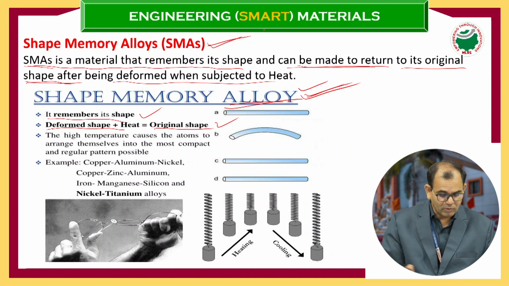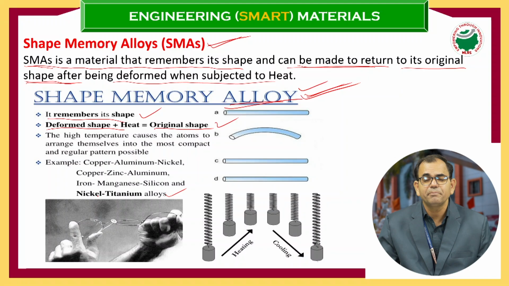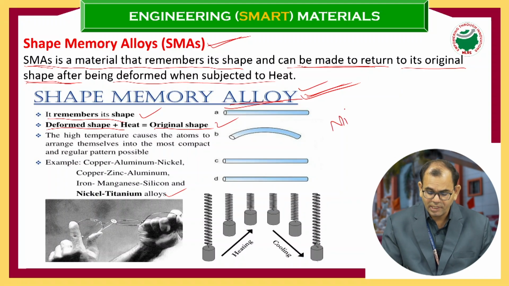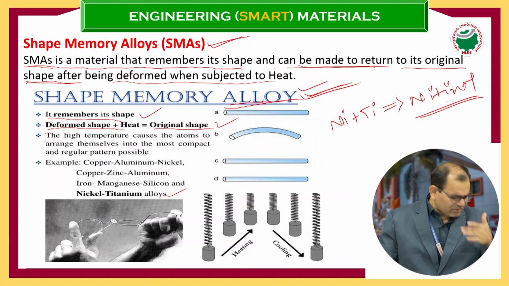Now, nitinol, a nickel and titanium based alloy, is the best example of a shape memory alloy. What is the example? Nickel plus titanium. This is called nitinol. This nitinol is the best example for the shape memory alloy.